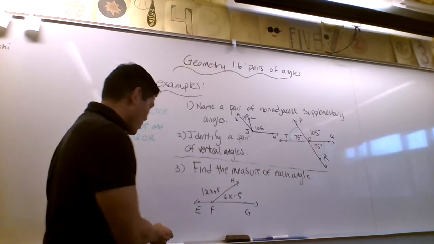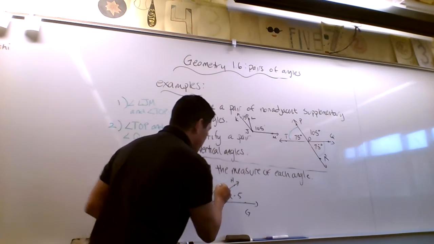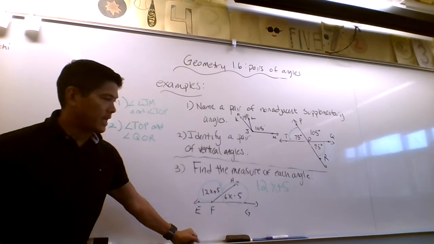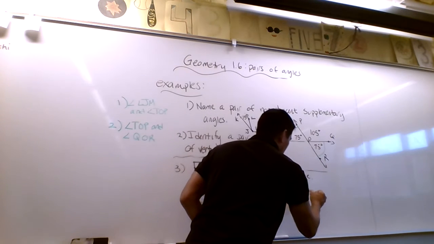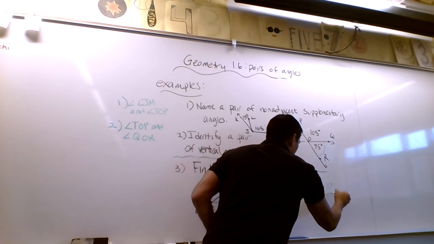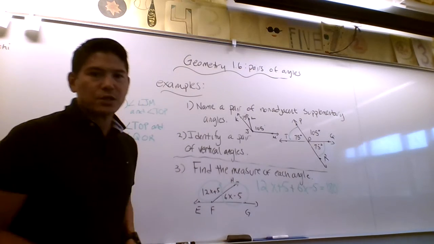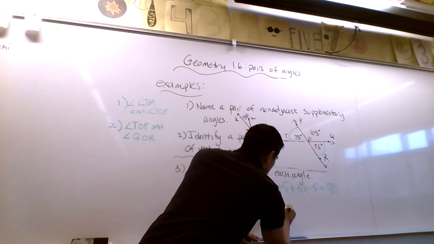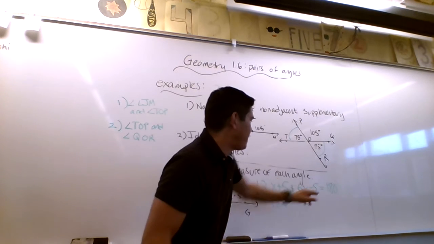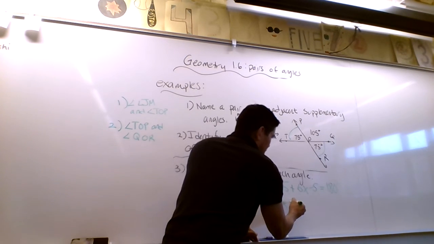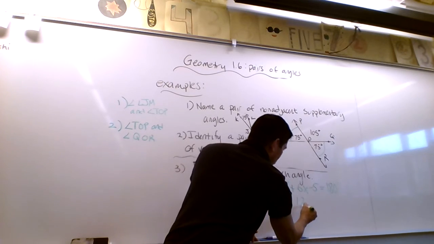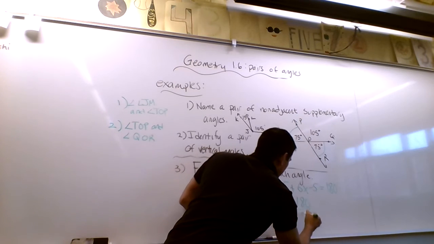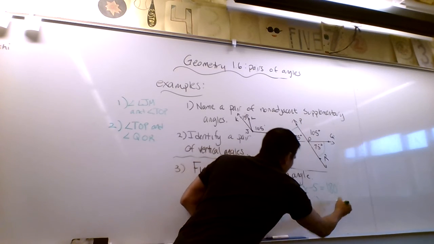So I could set up and write an equation, 12x plus 5 plus 6x minus 5 is equal to 180. And then solve that algebraic equation. Add the like terms, 12x and 6x, 18x, 5 minus 5, 0. So 18x plus 0, or just 18x, equals 180. I divide each side by 18, x is equal to 10.